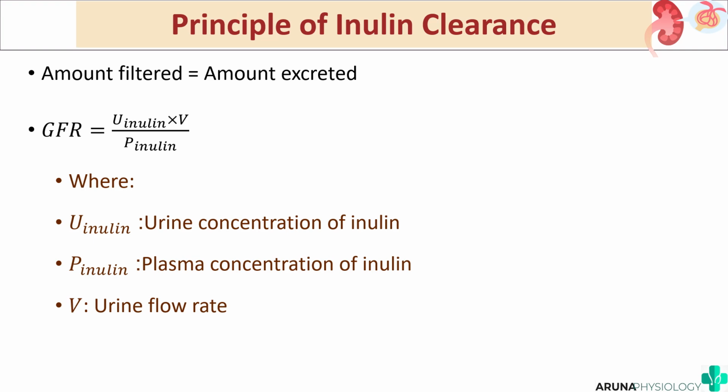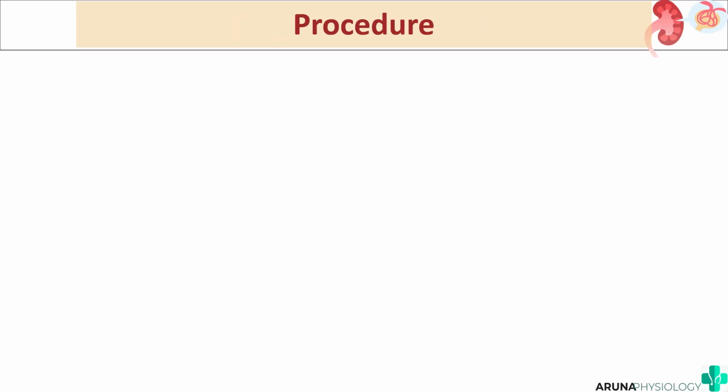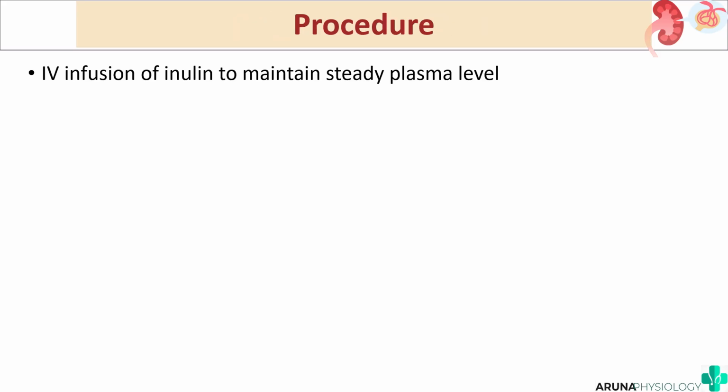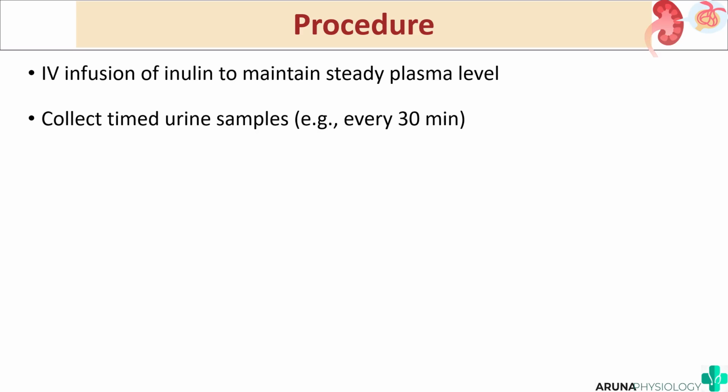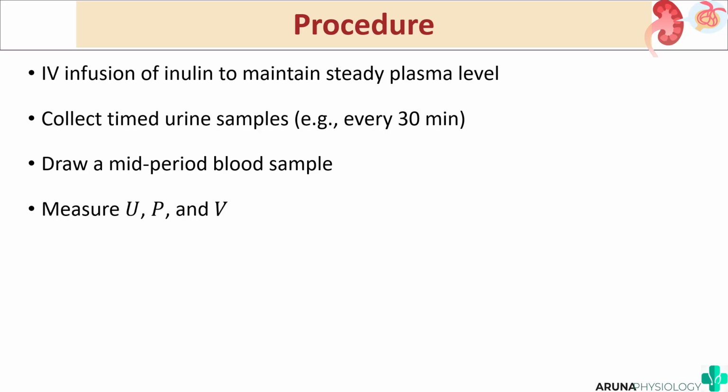So how do we actually do it in a patient? First of all, we give an IV infusion to maintain a steady state of plasma level of inulin, and then we collect timed urine samples. For example, every 30 minutes we will collect the urine samples, and then we draw a mid-period blood sample to know the plasma concentration of inulin. Then we substitute these values, the urine concentration of inulin, plasma concentration of inulin, as well as the urine flow rate, in the formula. But this procedure is cumbersome. It needs IV infusion and all.